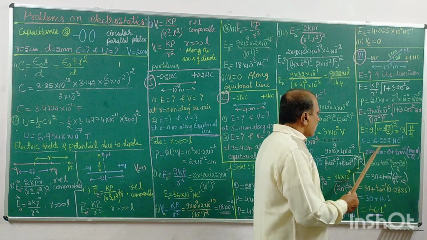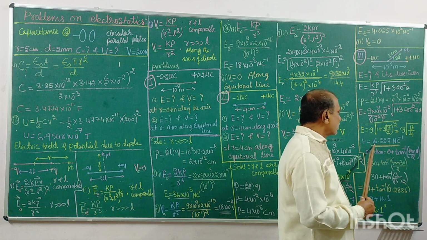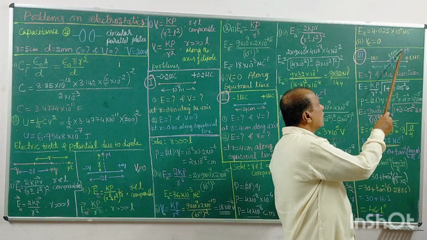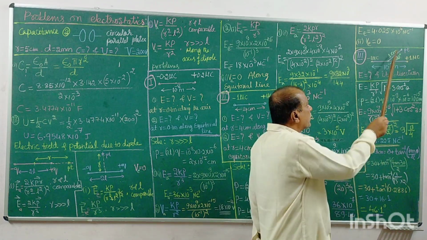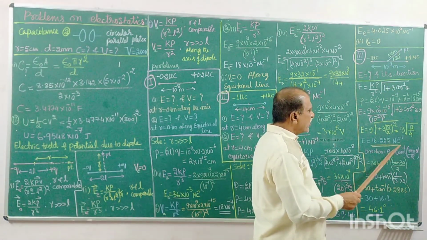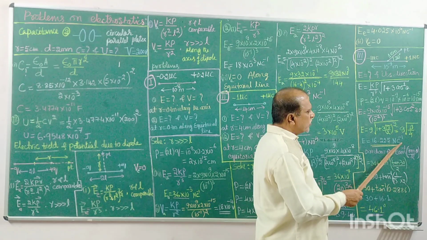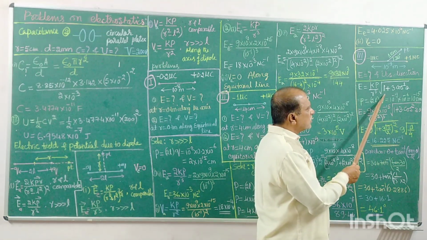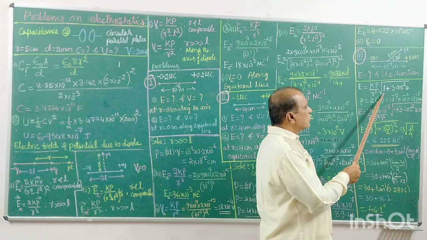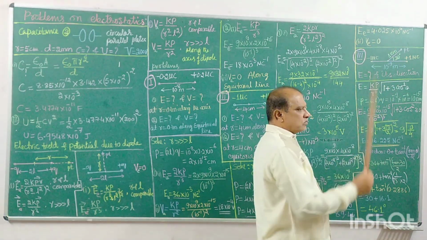This value is called the electric field at this point. The magnitude of electric field at this point is 16.225 Newton per coulomb. The equation used is very important. Remember the equation for any point around the dipole like this.